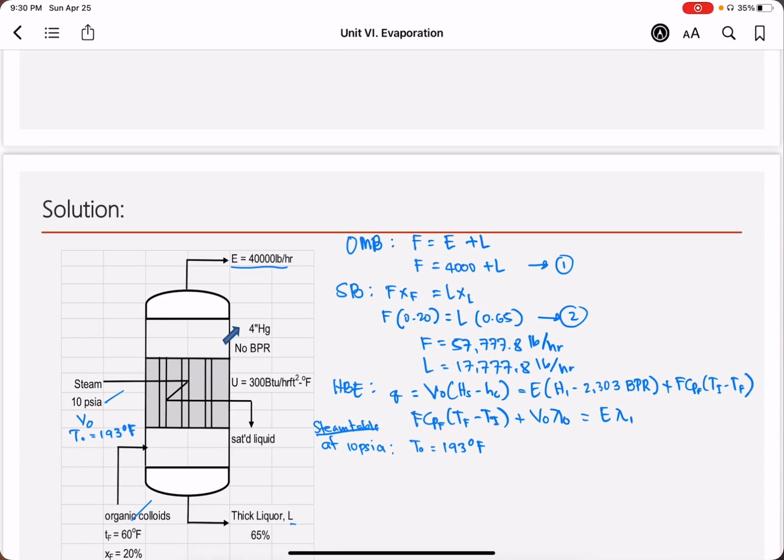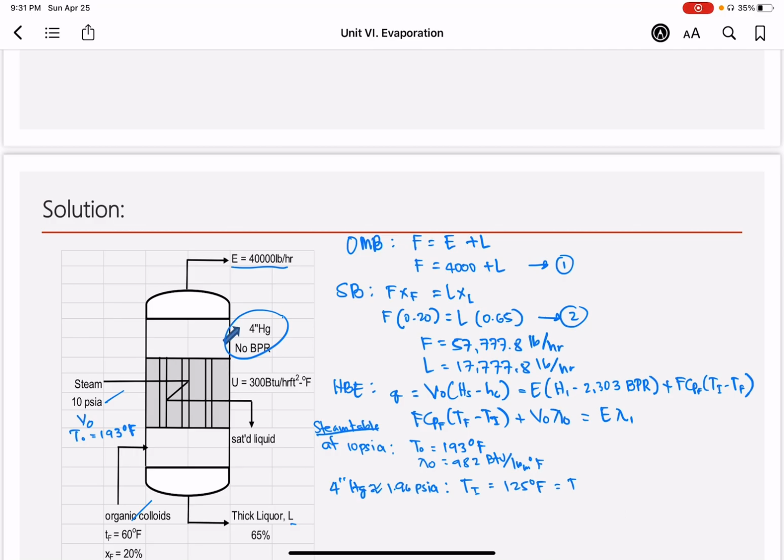Your lambda O is around 982 BTU per pound mass degrees F. Okay. At 4 inches mercury absolute, which is, if you change that to PSIA, that is roughly equivalent to 1.96. At 1.96 PSIA, your T sub I is equivalent to 125 degrees F. This is also equivalent to T1.